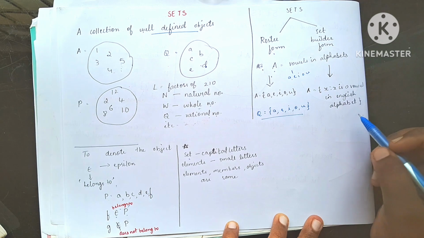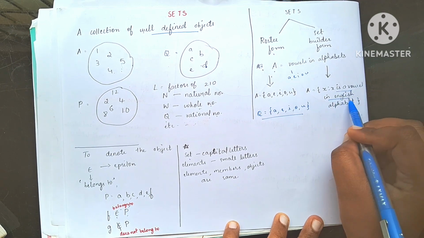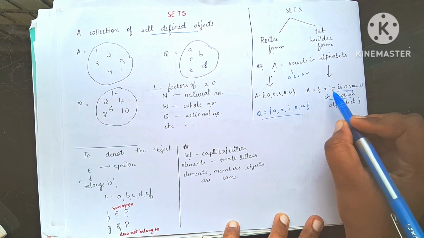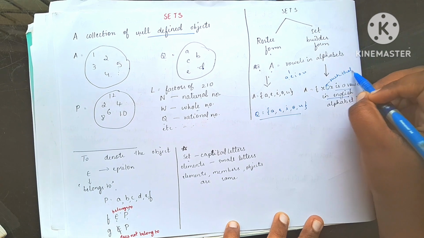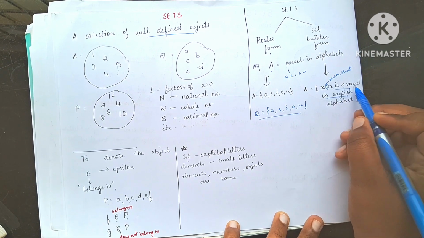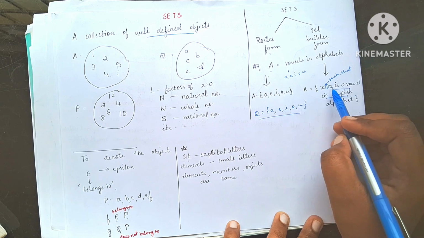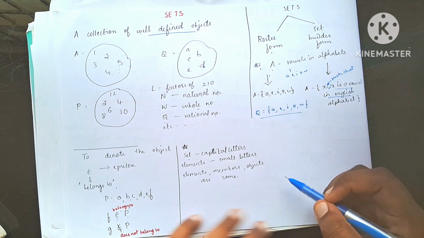Now coming to set builder form, you just have to make a statement, that is, you just have to write the relation between them. I'll just read out how you call this. X such that. This colon is read as such that. So X such that X is a vowel in the English alphabet. X could be A, X could be E, X could be I, X could be O, and X could be U. Let me give another example to make this concept more clear.